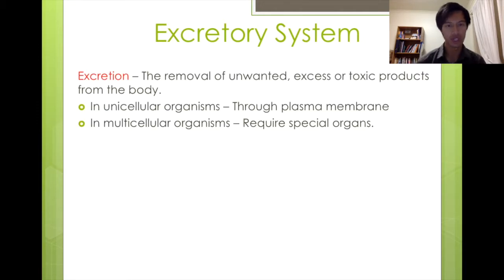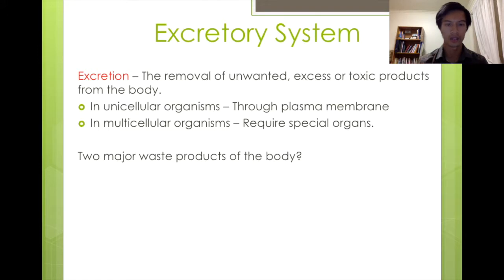The process of excretion is the removal of unwanted excess or toxic products from the body. Basically, anything that the body doesn't want or need is the process of excretion. Now, it varies. If you are a single cell organism, a unicellular organism, then usually excretion will happen through the plasma membrane. It will just be through exocytosis and it will just go straight out. In multicellular organisms, however, you need a special organ for the process of excretion.